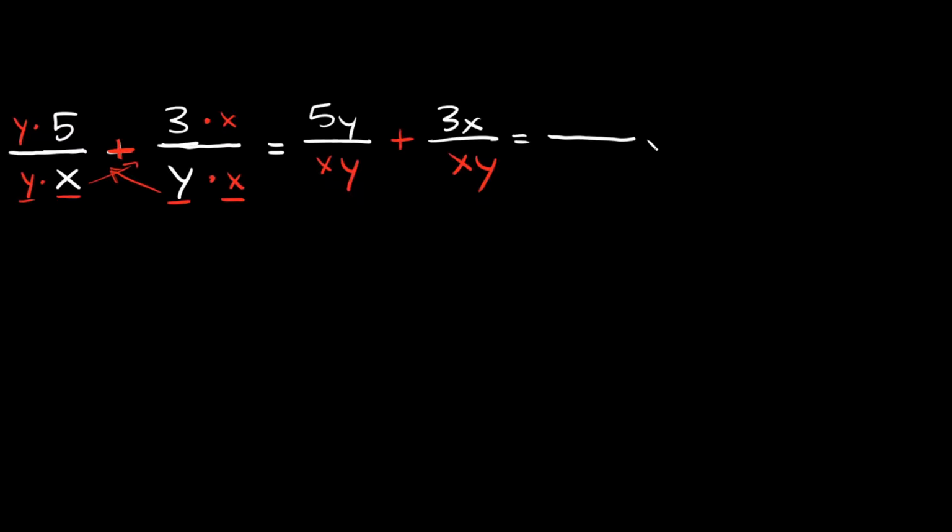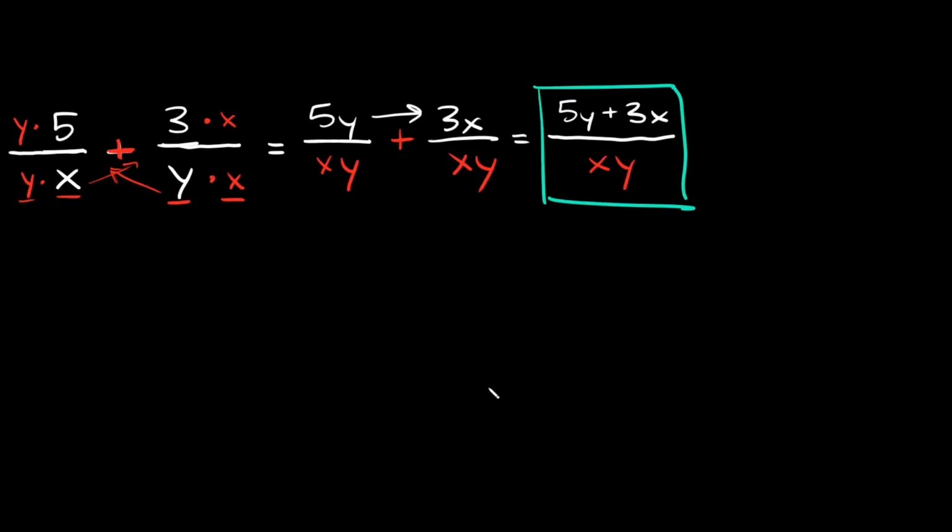Okay, so now you can see we have the same denominator. So when we add these together, just like normal fractions, we have an xy here and xy here, so just put the xy at the bottom. And then on top, we're just going to add straight across. So 5y plus 3x, that's as simplified as we can put it. We can't really combine that anymore. So this right here would be your answer.